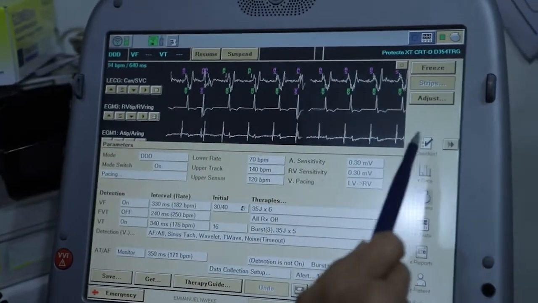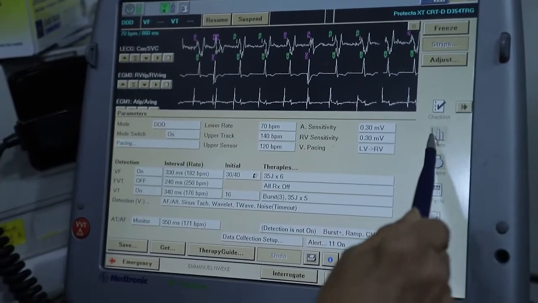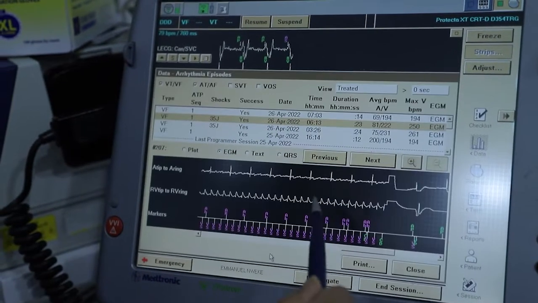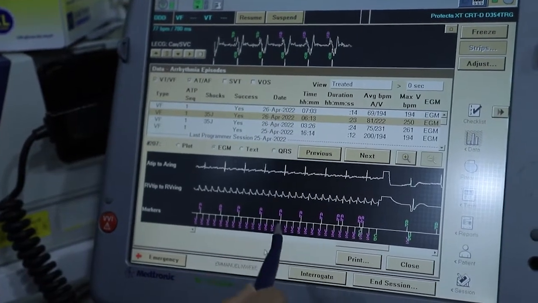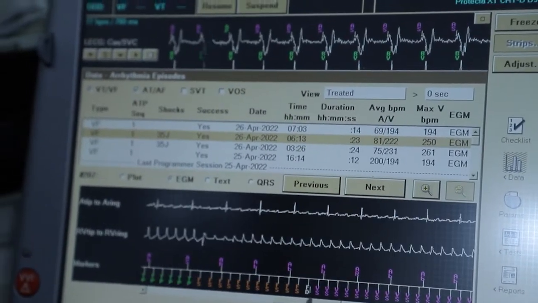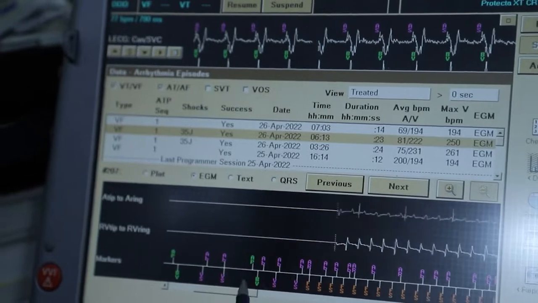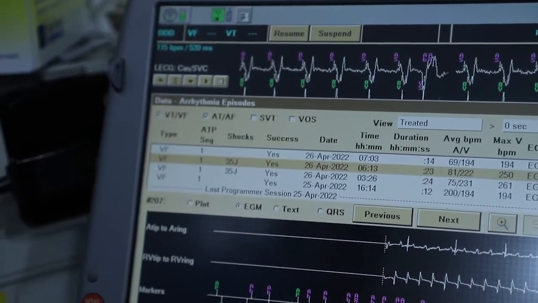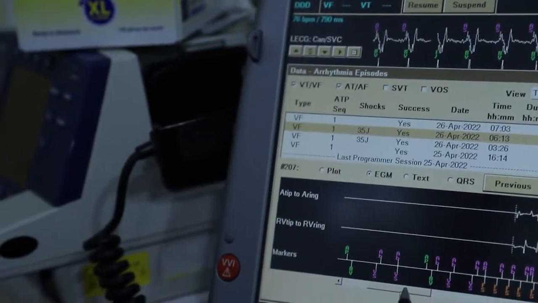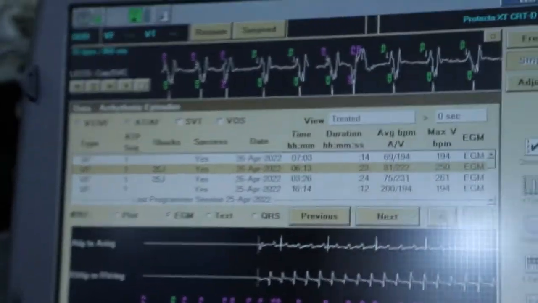I want to show you the episodes. This is one of the VF episodes. This is terminated by a shock here, but I want to show you how it started. You can see it started by a PVC and firing. This is why I said we have to ablate the PVC coming from that scar.